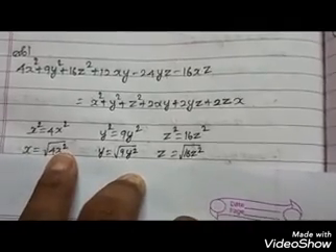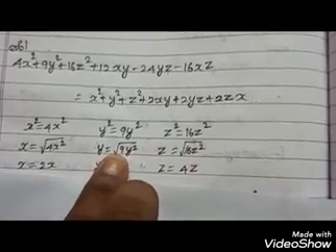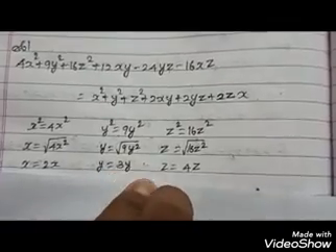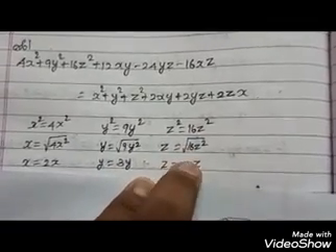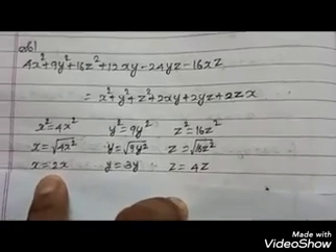Already you know that 4 is the square of 2. So x square is the square of x, and x is 2x. In the same way, 9 is the square of 3, so y square becomes y. 4 4s are 16, so 4z. So you have the value 2x plus 3y plus 4z.